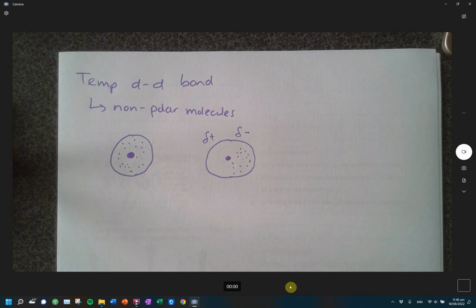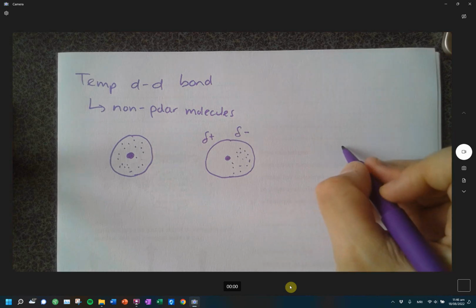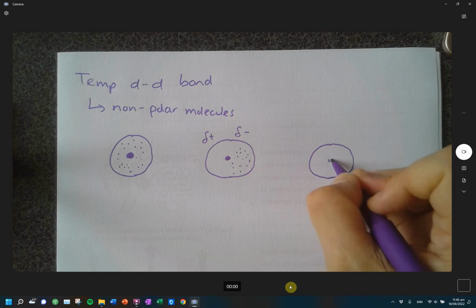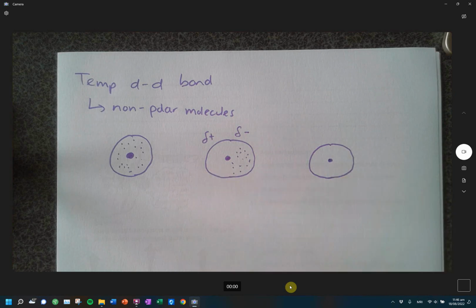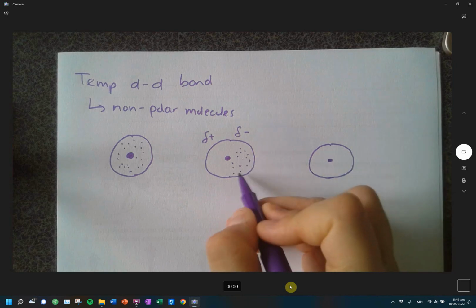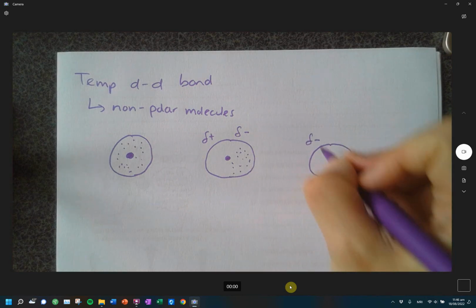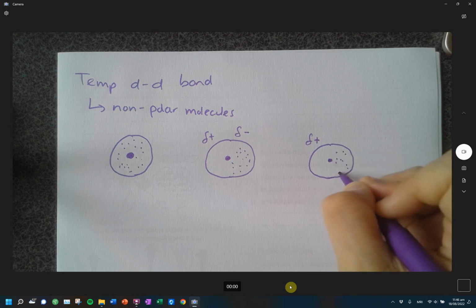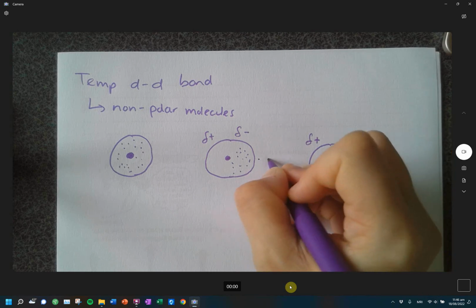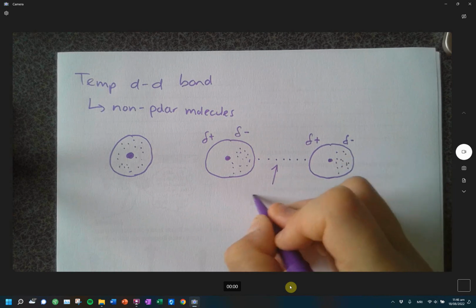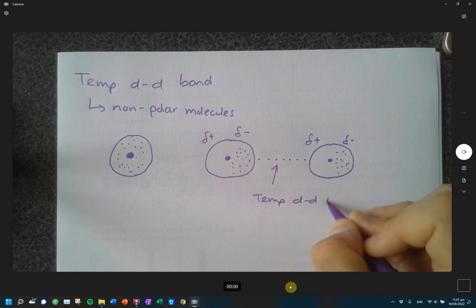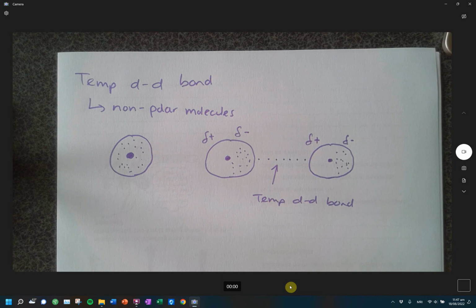When this does happen, it can induce a neighboring molecule to also form a temporary dipole. So if I have a neighboring atom or molecule nearby, then this one will influence that one to also form a temporary dipole. And since this is slightly negative, it's going to push those electrons away to make that end positive and the other end slightly negative, and then forming that temporary dipole-dipole bond. So that's being more specific as an intermolecular force. All of these are still intermolecular forces. It's just now I'm being more specific about it. Are you okay with that so far?